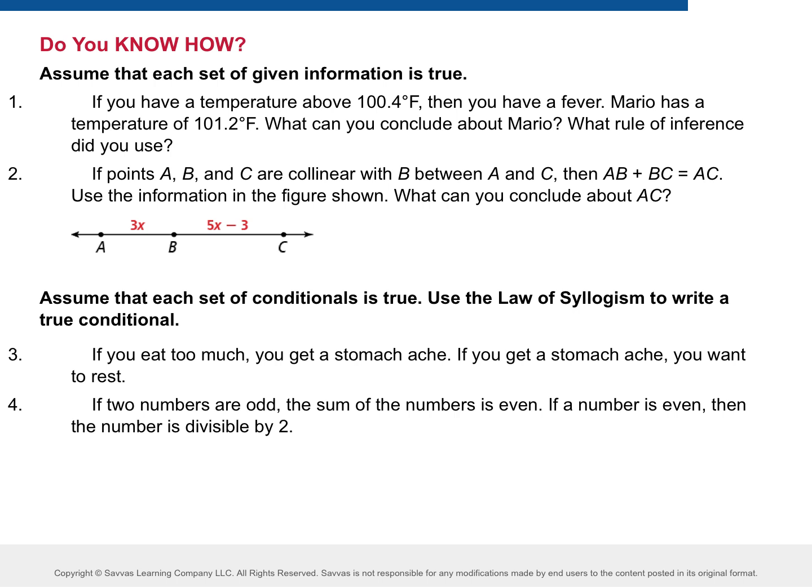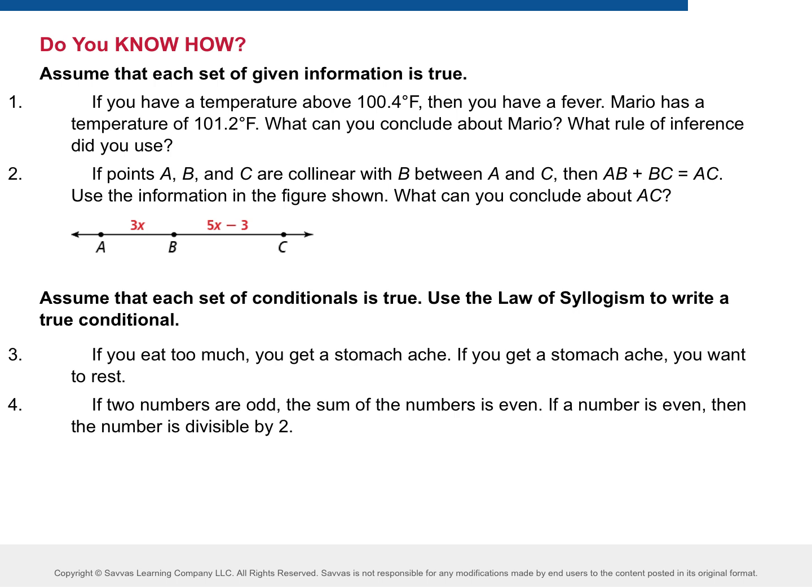Number 1, if you have a temperature above 100.4, then you have a fever. Mario has a temperature of 101.2. What can you conclude? He has a fever. Good. What law did you use? Detachment. Yep. You used detachment because you got the answer directly from the statement.